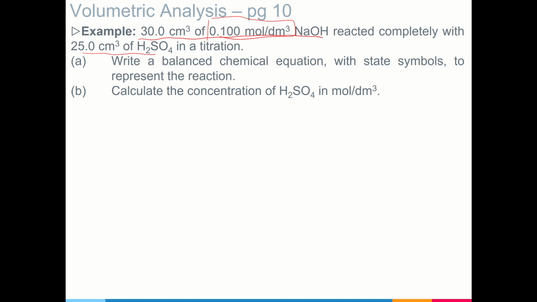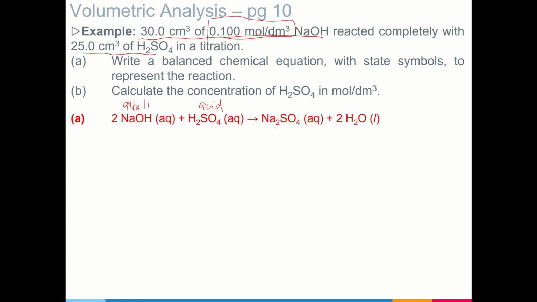So the first step is always to write down the balanced equation. Acid plus alkali will form salt and water. So I need to balance this. 2Na means I have the 2 here. So I balance this. From here, I know that I have a solution of H2SO4, it is 25.0 cm3. For the NaOH, I have the volume. This is put inside a burette, and then it will react in the conical flask.